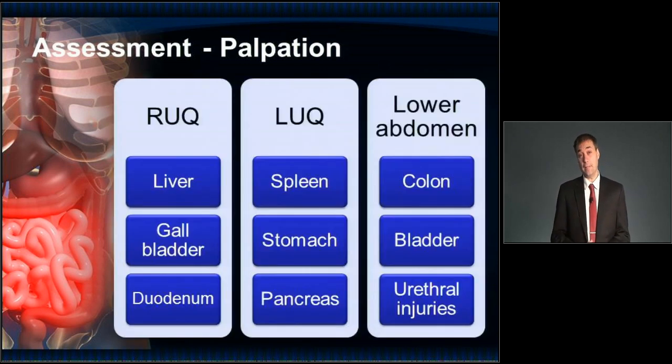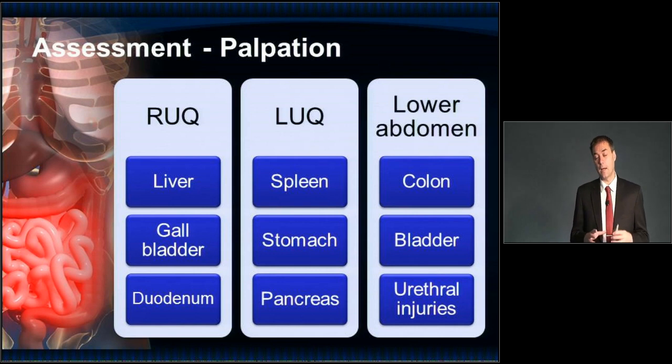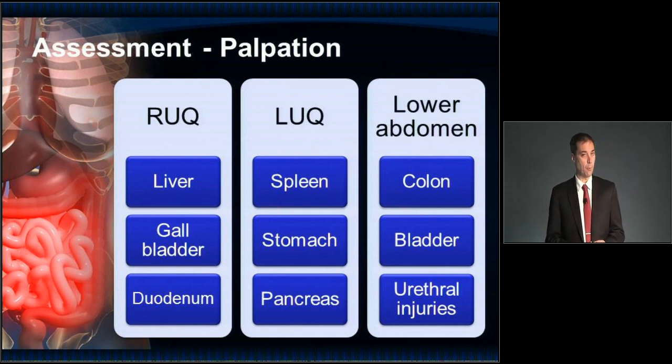Now, if the patient has tenderness in the right upper quadrant, consider trauma to the liver, gallbladder, or duodenum. If the patient has pain in the left upper quadrant on palpation, consider trauma to the spleen, stomach, or pancreas. And if the patient has tenderness in the lower abdomen, consider trauma to the colon, bladder, or urethra.